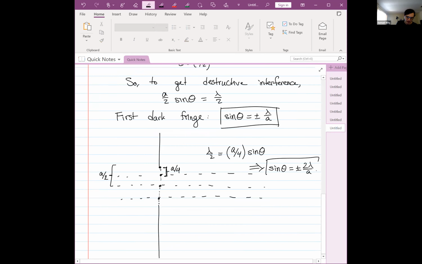So this is our second dark fringe. And you can probably extrapolate. We could break it up into sixths, into eighths, into tenths, into twelfths, and so on. And all you're doing is you're just incrementing that number there.